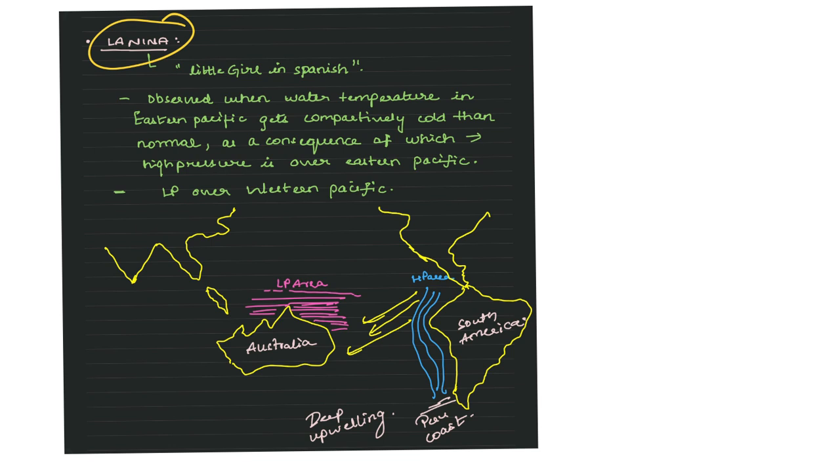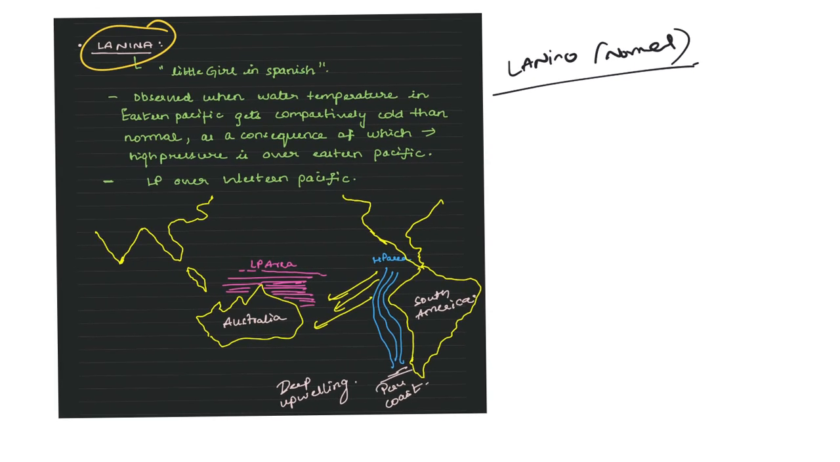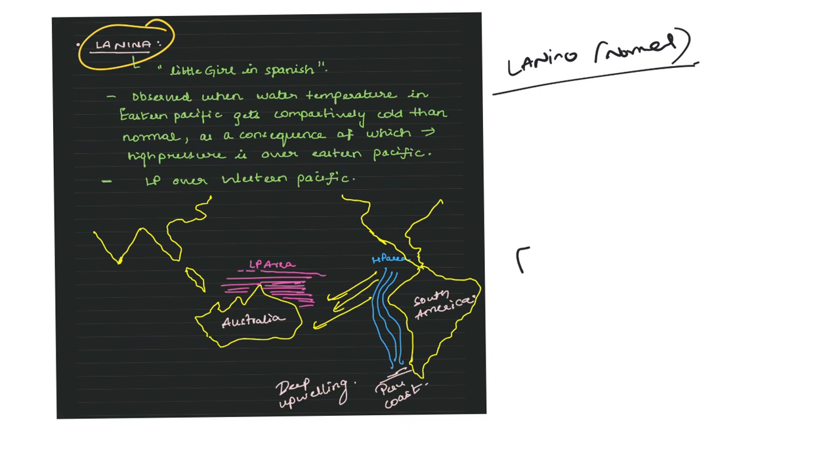So in La Nina, what is happening? La Nina is a normal condition in the atmosphere. El Nino occurs every 2 to 7 years, but La Nina is not like that; it is a very normal condition in the atmosphere. So in La Nina, what is happening? Okay, say this is Australia. I know my drawing is a bit bad, but yeah, and this is South America.